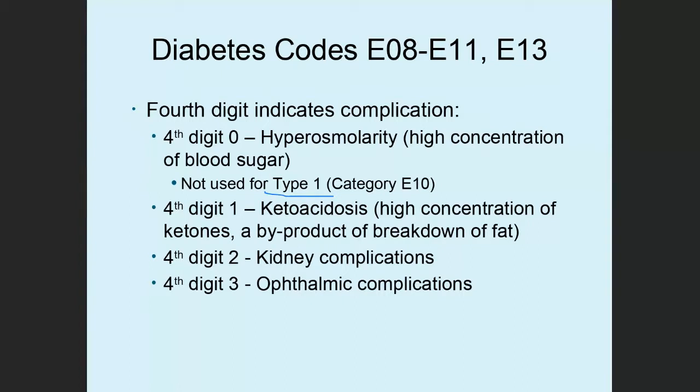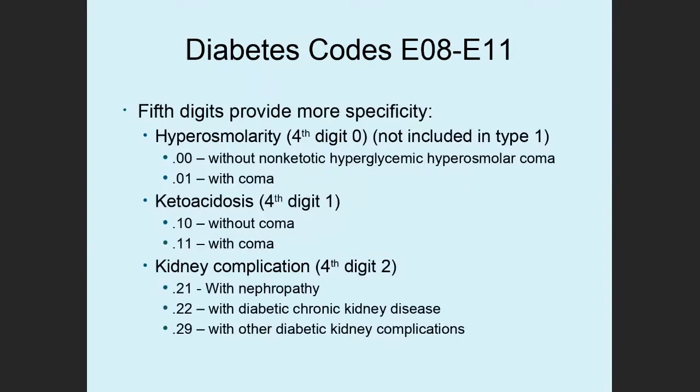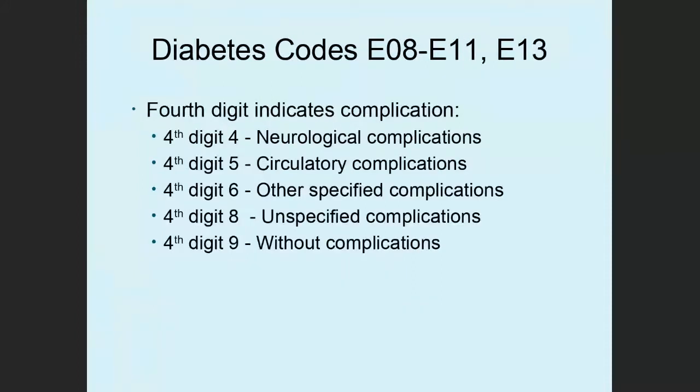Fourth digit 1, ketoacidosis. Fourth digit 2, kidney. Fourth digit 3, ophthalmic complications. Fourth digit 4, neurological complications. 5, circulatory. 6, other specified. 8, unspecified. 9, without complications. Remember that these are parallel. They're the same subdivisions with the same numbers used in each of the categories of diabetes.